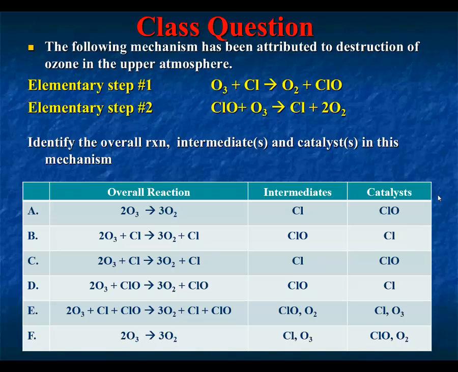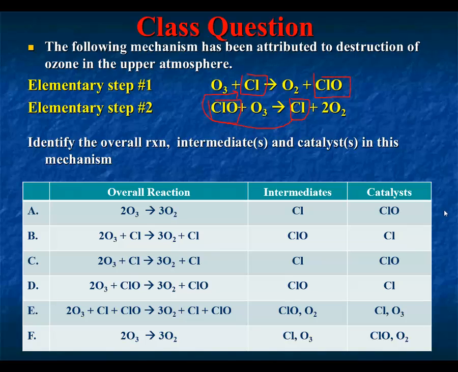Okay, so once your class has had a chance to do this, you should recognize that you have a catalyst that we talked about before that is regenerated at the end of this reaction, so it can be used over and over again and recycled to continue speeding this chemical reaction. So my catalyst would be Cl. My intermediate would be the chlorine monoxide that is formed but then consumed.